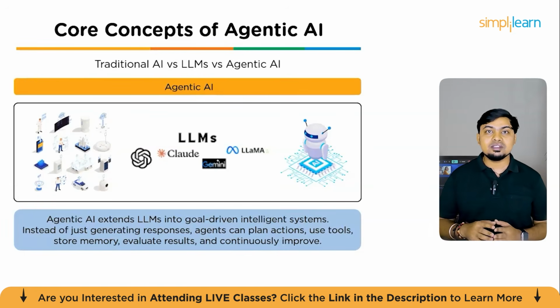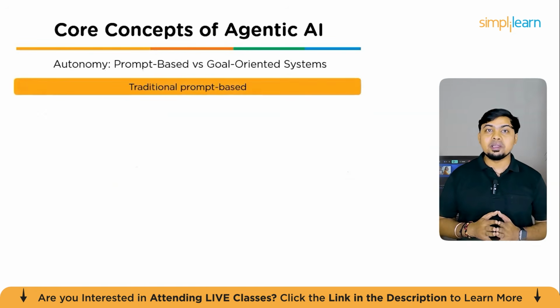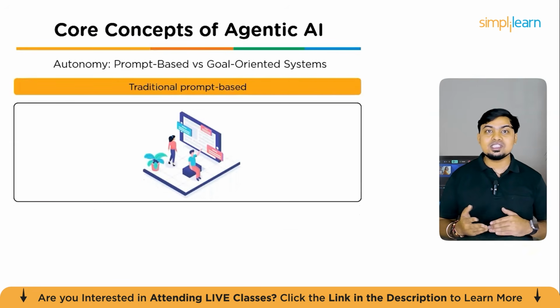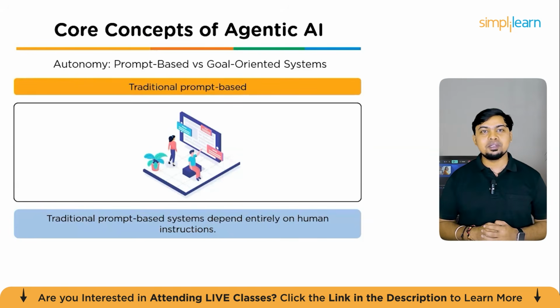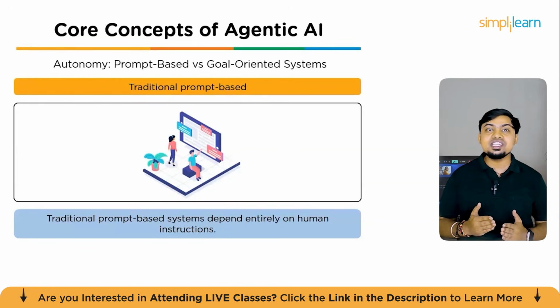Autonomy is prompt-based. Now let's understand autonomy. It is more like prompt-based versus goal-oriented systems. One of the most important concepts in agentic AI is autonomy. Traditional prompt-based systems depend entirely on human instructions. For example, you might say, write me a report or summarize this document for me. The system completes the task and stops there. There is no initiative, no persistence, no independent thinking.